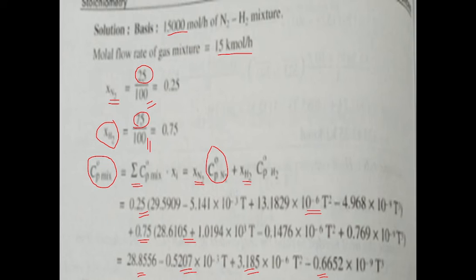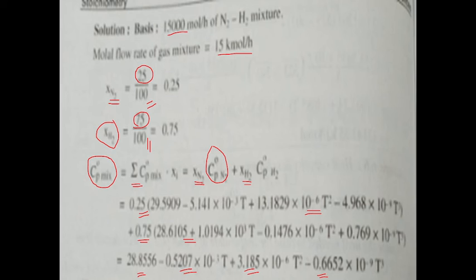Are you clear? Similarly, plus the other component, hydrogen. The hydrogen mole fraction is the calculated value, so substitute 0.75. After that, with the help of the constant values, first develop the expression for Cp0 of hydrogen.